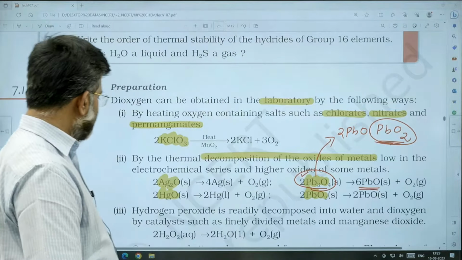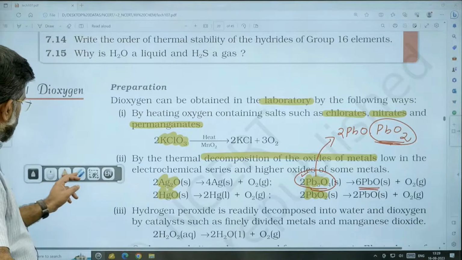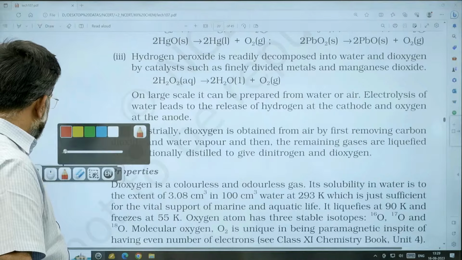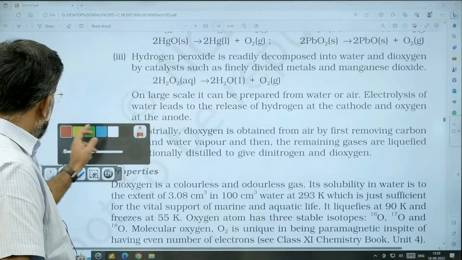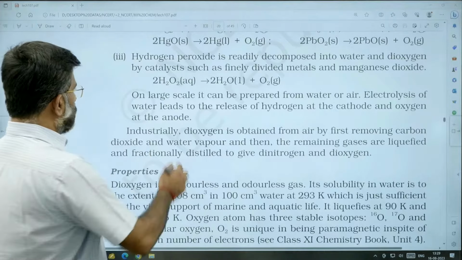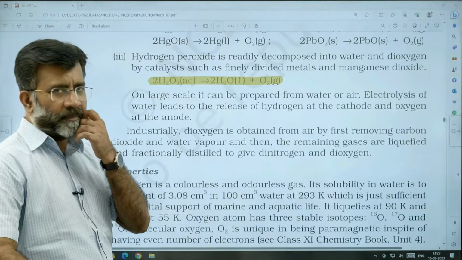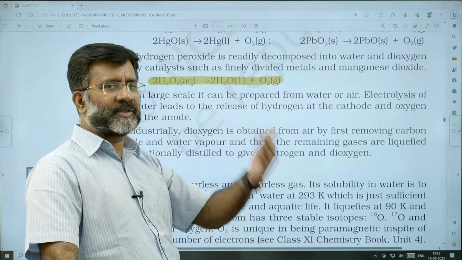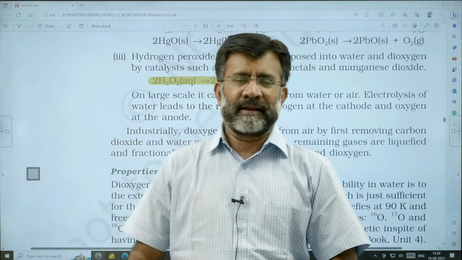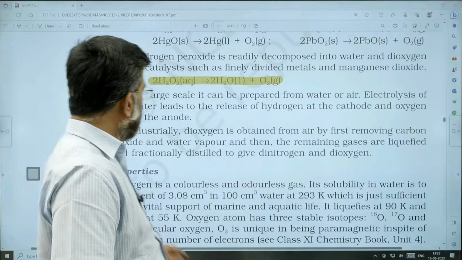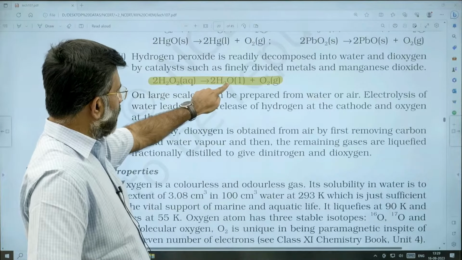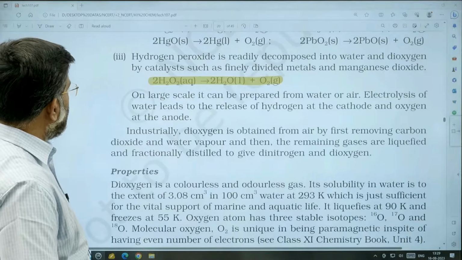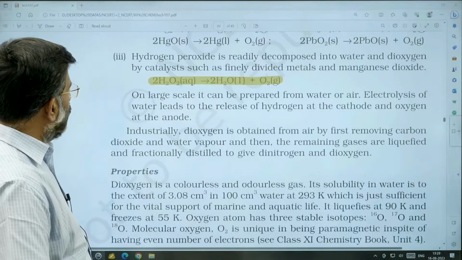Okay, that's it. Next is thermal decomposition of hydrogen peroxide. Hydrogen peroxide, upon decomposition, you can get oxygen gas. All of you know. Yet another example for what is happening there. This is an example for what kind of redox? Disproportionation. Oxygen -1 is converted to -2, a reduction, and to 0, an oxidation. Hydrogen peroxide readily decomposes into water and dioxygen.